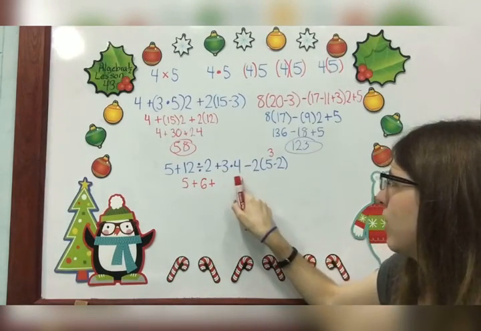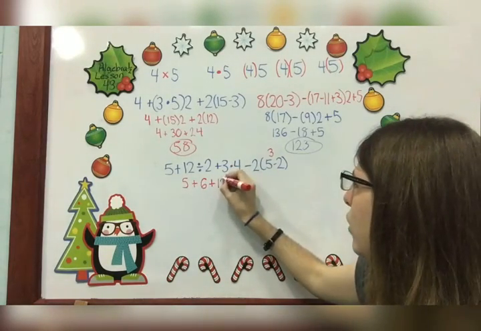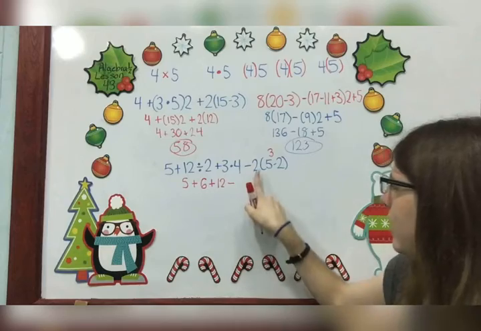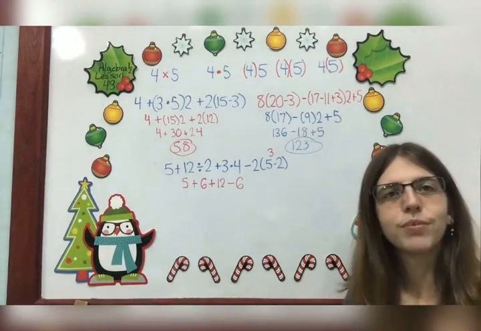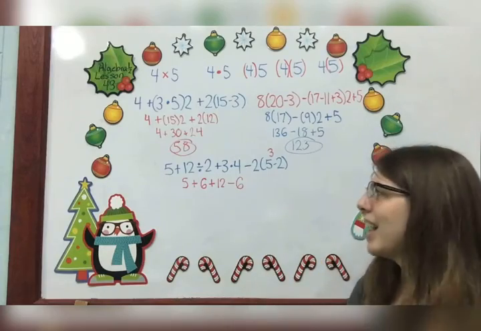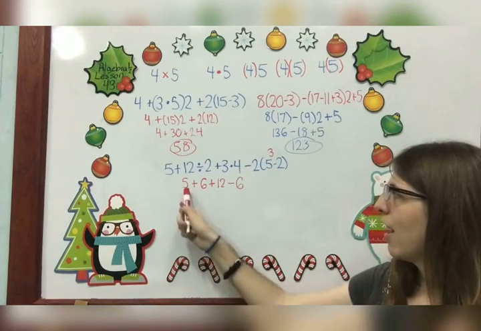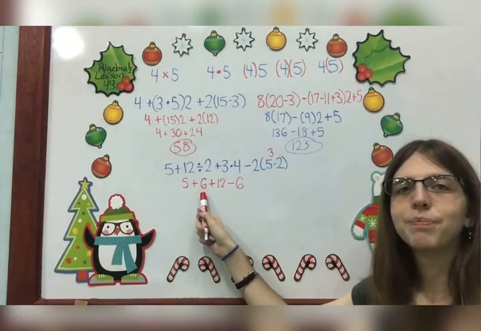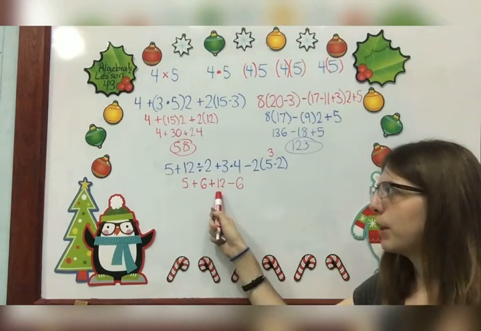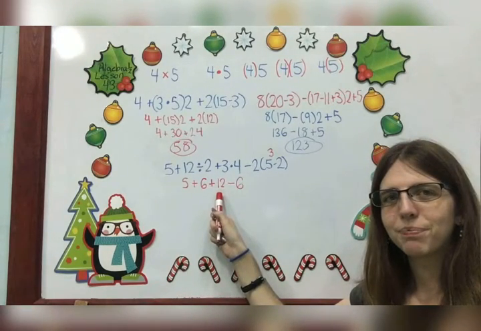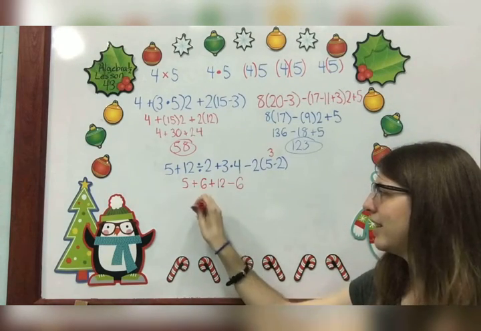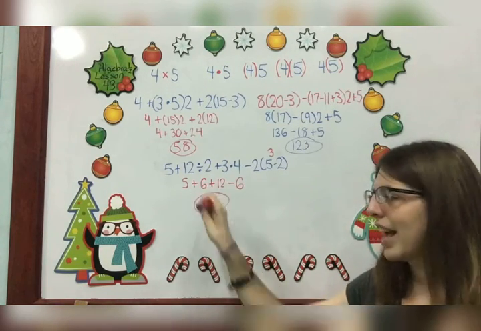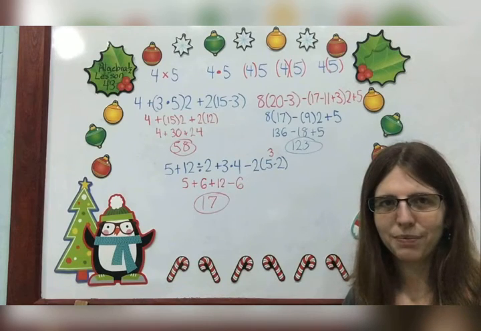Plus, 3 times 4 is 12. Minus, 2 times 3 is 6. Wow, shrunk a lot, right? Now we add and subtract from left to right. 5 plus 6 is 11. Plus 12 is 23. Minus 6, 17 as our final answer.